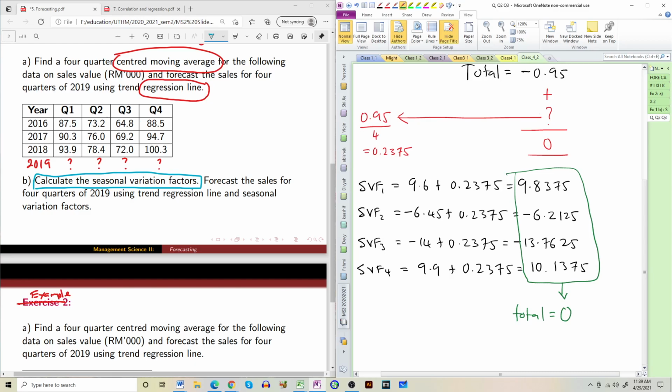Now once we have computed the seasonal variation factors, we are going to improve the value we have found in A. Okay, we are going to improve. Let us see how to improve this. I am going for next page.